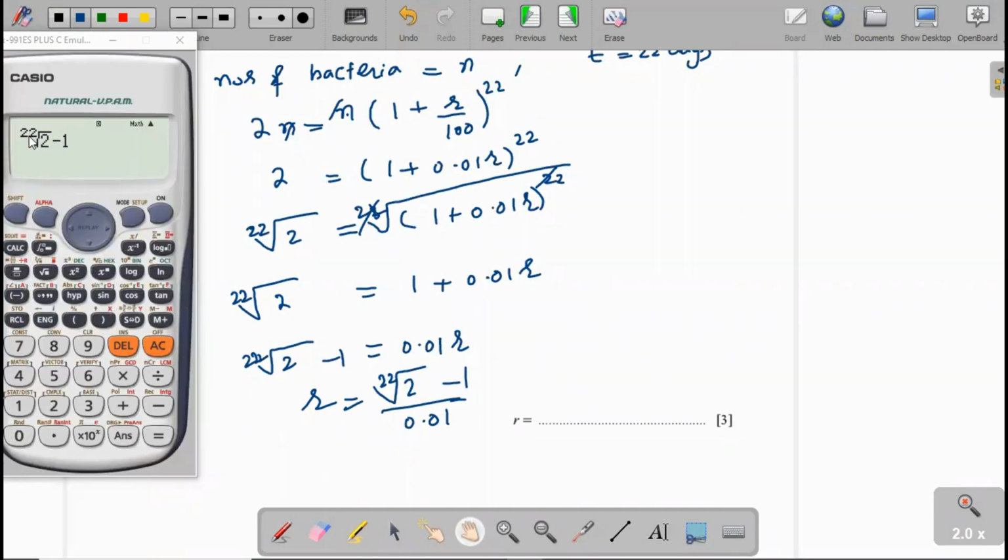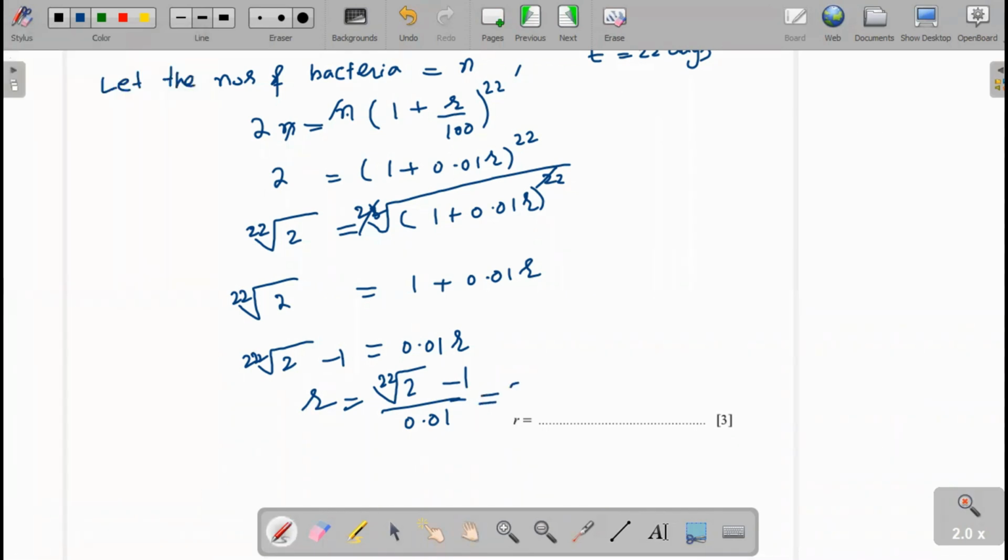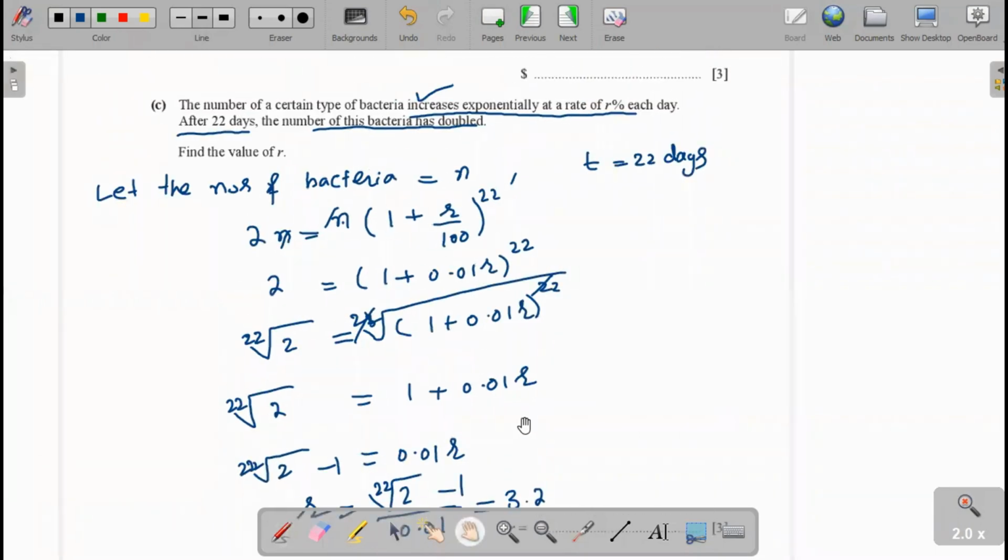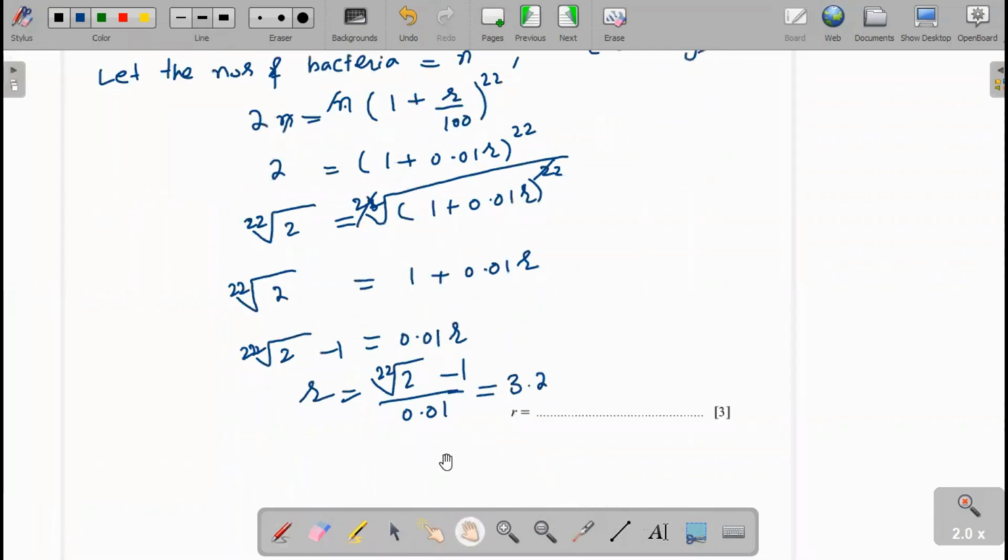You see here the 22nd root of 2 minus 1 is equal to 0.032, divided by 0.01. The answer is 3.2, and therefore the rate is 3.2%. That is 3.2% is the rate required to double the value. Now this is the answer.